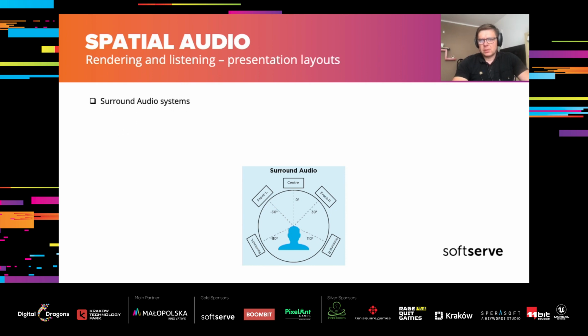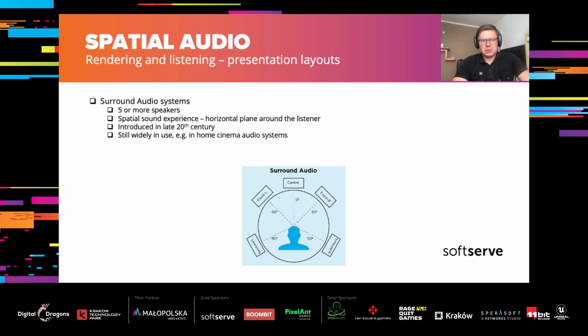Another setup worth mentioning is surround audio, where the spatial sound experience is extended so it covers full or almost full horizontal space around the user, mostly due to the fact that we have more than 2 speakers, usually 5 or more, that are placed on the horizontal plane around the user. This technology was introduced in the late 20th century and is still widely in use, for instance, in home cinema audio systems.